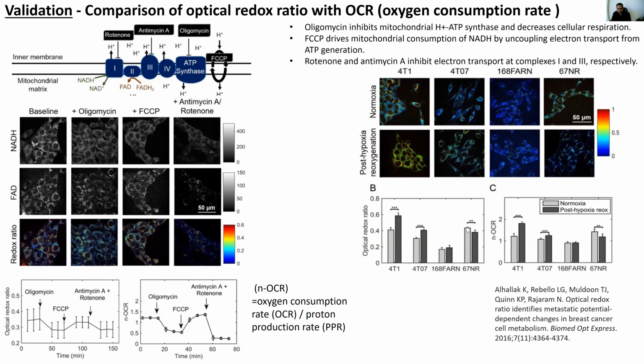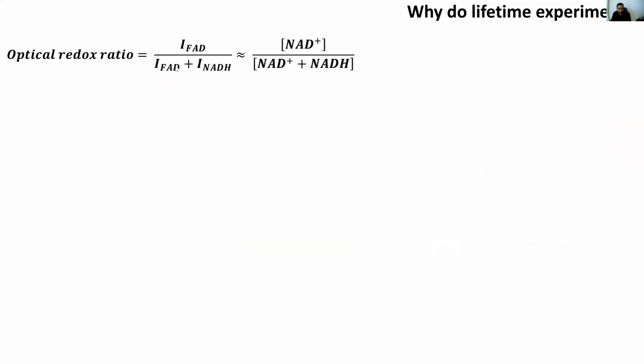FAD doesn't change, and NADH actually goes down a little bit. Same exact behavior here. What they realized is that by looking at these, they can look at the metastatic potential of the cells, and these cells are more metastatic, so they have a higher change. So this is another validation for the approach to the optical redox ratio. Now, this is all intensity-based measurement, right? So it's a ratio of the intensities, whatever definition you want to use.